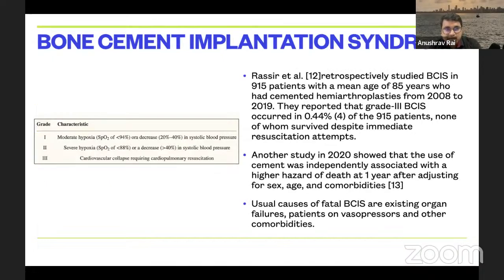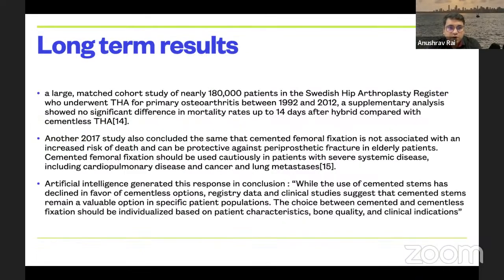Now, this discussion remains incomplete without bone cement implantation syndrome. Rasir et al. in 2019 showed that 0.44% of the total patients didn't survive in his study regarding bone cement implantation syndrome, out of 915 patients who had cemented arthroplasty. But the usual causes of fatal BCIS were existing organ failures, patients on vasopressors, and other comorbidities. So the takeaway for BCIS is this: cemented femoral fixation should be used cautiously in patients with severe systemic disease, including cardiopulmonary disease, cancer and lung metastasis.